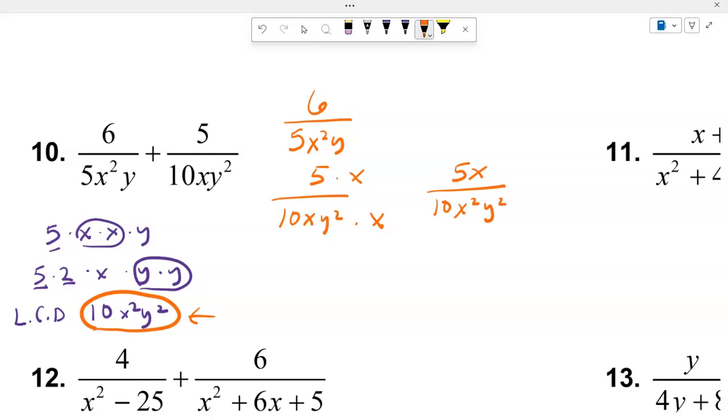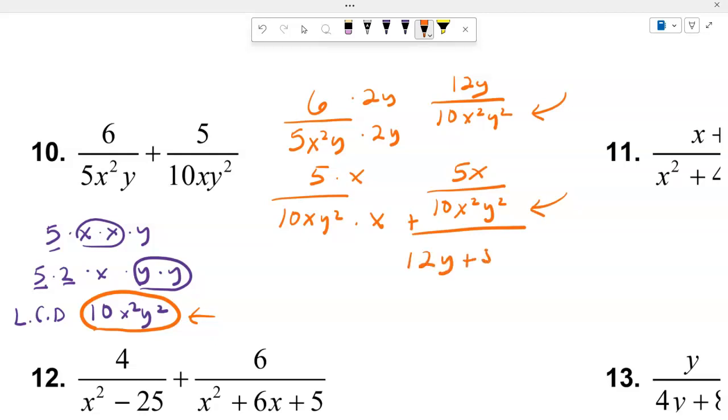Okay, so now in my other fraction, I gotta get 10x squared y squared, so I have to multiply times 2y. I multiply times 2y, so 6 times 2y is 12y over 10x squared y squared. So we do have a common denominator, so we're gonna add 12y plus 5x over 10x squared y squared, and our restriction is x can't be 0 and y can't be 0.